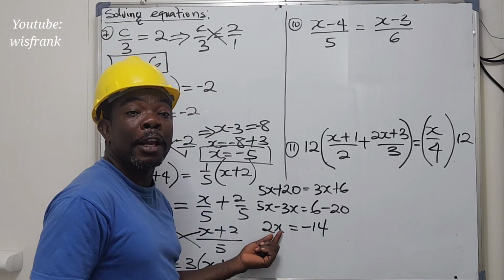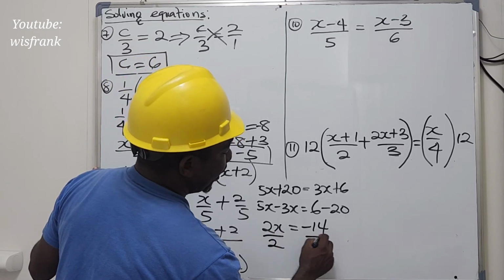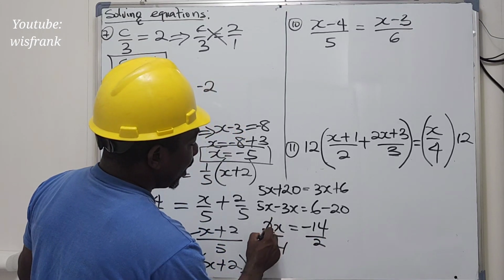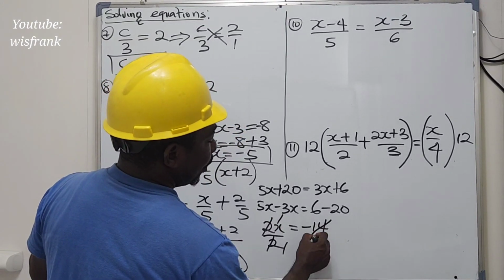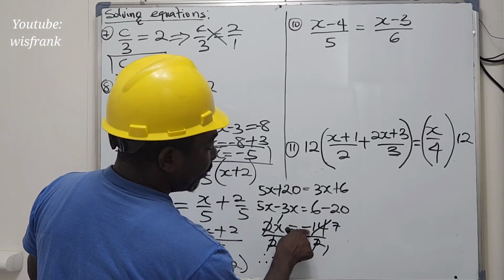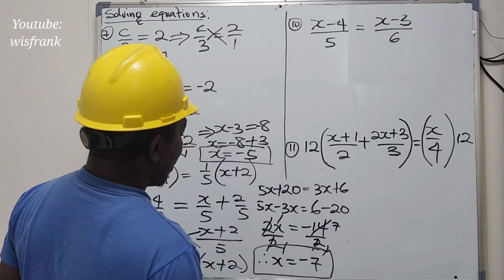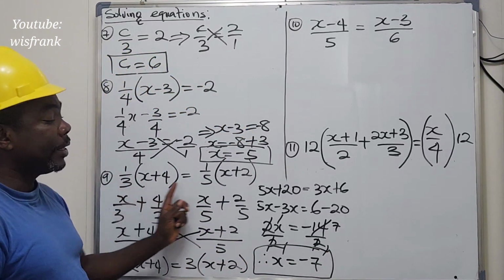So for us to find the value of x, we need to divide both sides by 2. This divide by 2, and here we divide by 2. 2 cancels here, 1, and 2 cancels here, 1. We have 7. Therefore, the value of x equals minus 7. So this is the value of x that satisfies this equation.